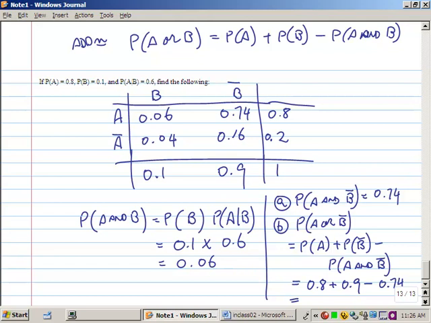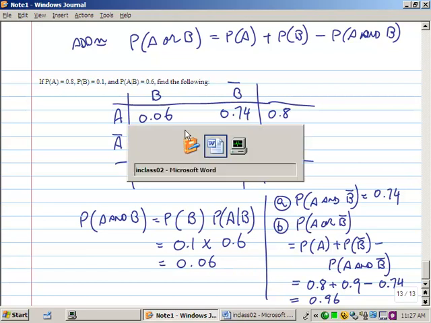and what is that? So it's 0.96, I believe. Alright, let me check my answer. Alright, probability of A or B bar is these parts of the table. Alright, and since the complement of those parts is 0.04, the answer is 0.96, correct. Alright, so that's part B of that problem.